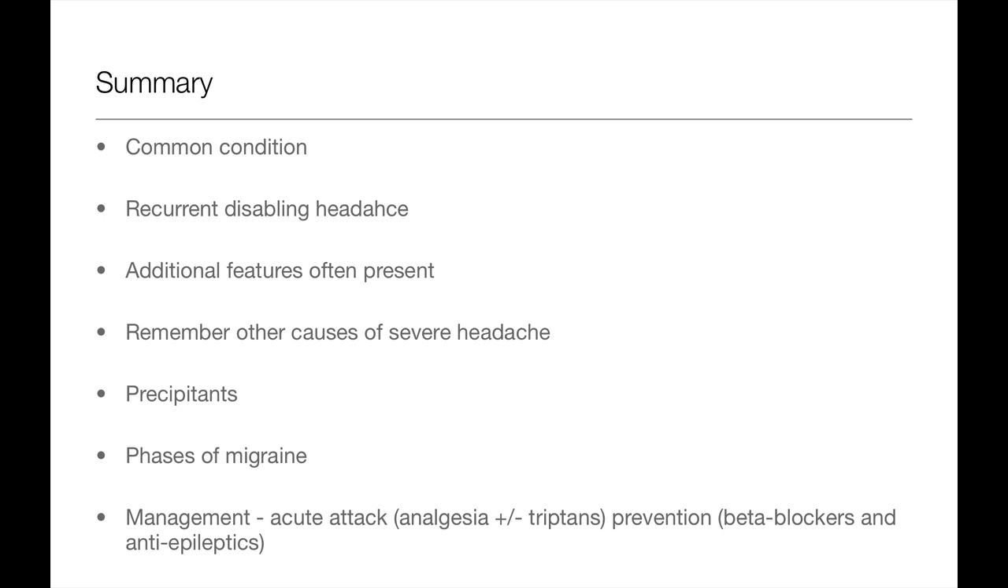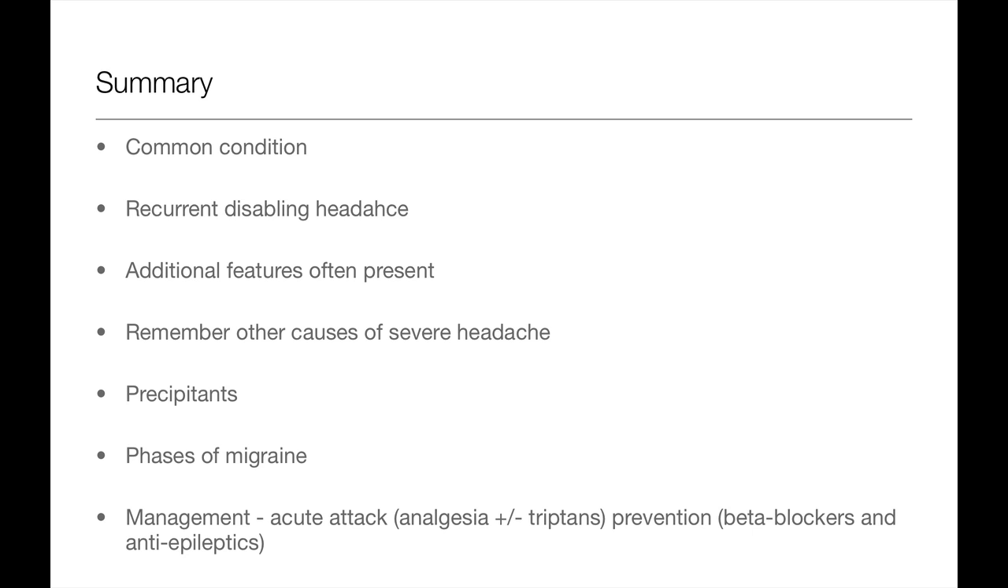So that's it for this quick podcast on migraines. To summarise, migraines are common, affecting up to about 10% of the population. They are defined essentially as recurrent, disabling headaches where there are often additional features such as nausea, vomiting, photophobia, and sometimes phonophobia. It's important with migraines to remember other causes of severe headache, particularly meningitis and subarachnoid hemorrhage.